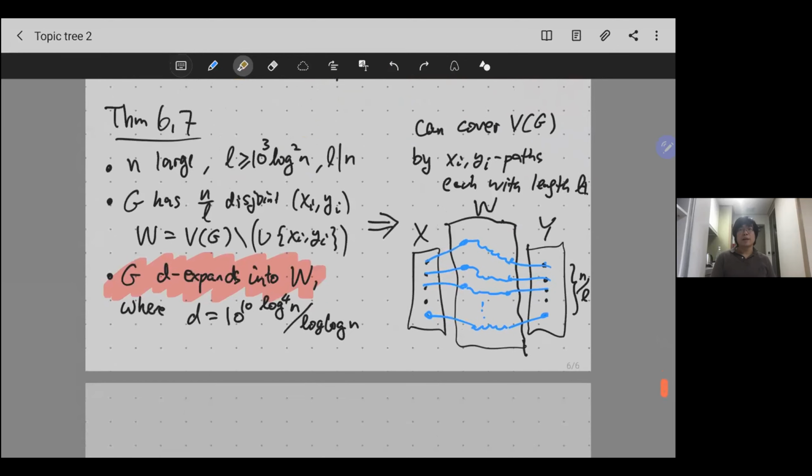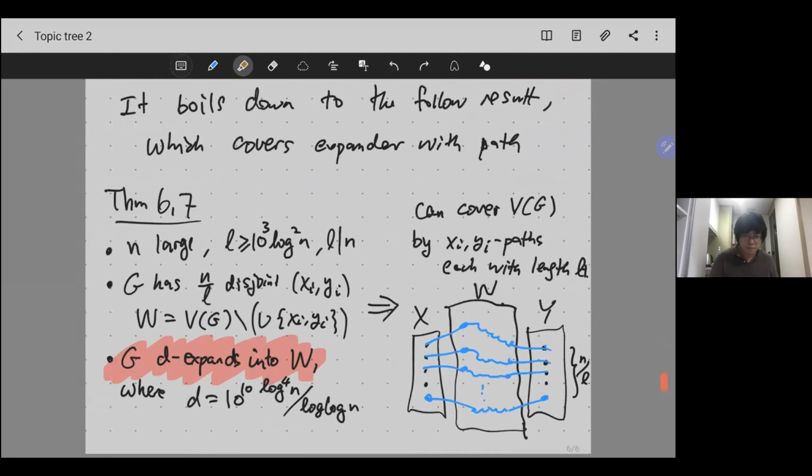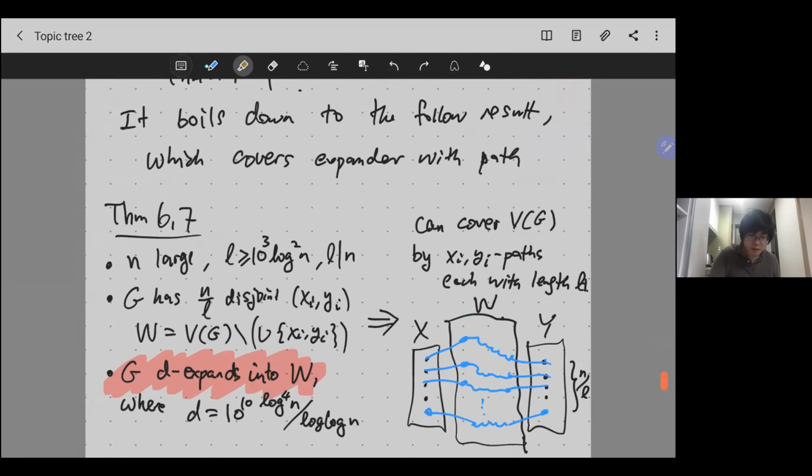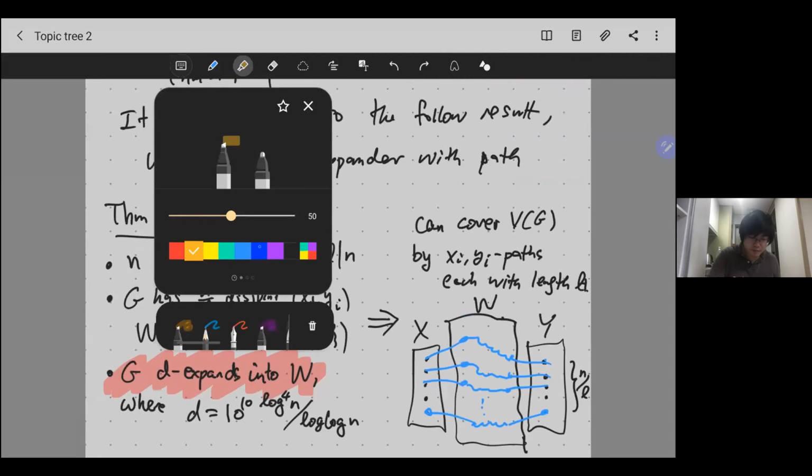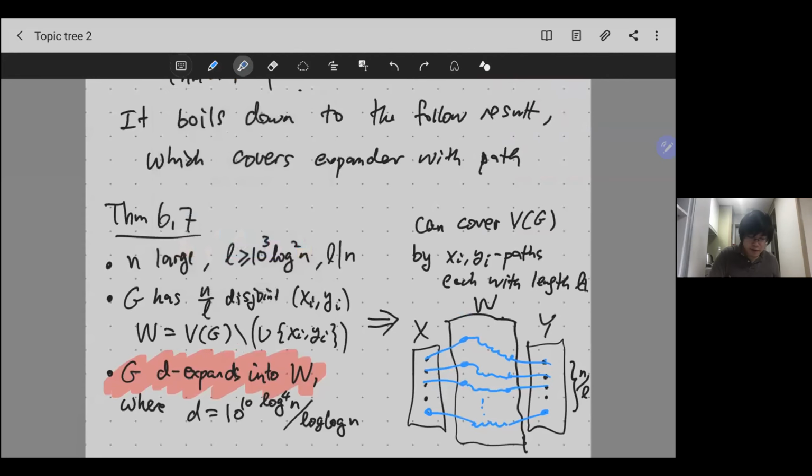So for the remaining time, I will just define this condition. What do I mean by D expands into W? And then tomorrow we will sketch a proof for theorem 6.7. Basically, this theorem says that when we have this expansion property here, then we can cover, right? Exactly as it says here, we can cover the expander with paths and cover the whole vertex set.